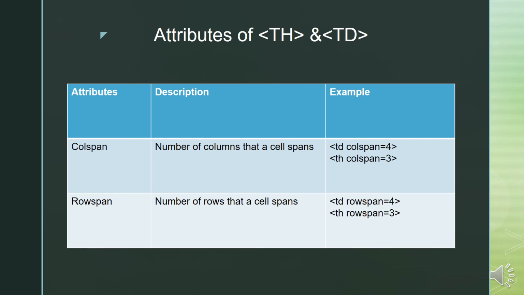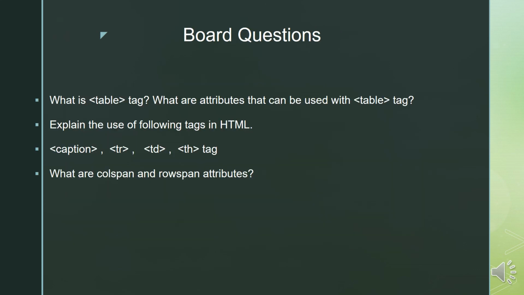Always remember that when you do a col span, the TD cells in that row will go on decreasing, whereas when you go for a row span, the cells in the next row will get decreased. That's it with the theory of the table tag.